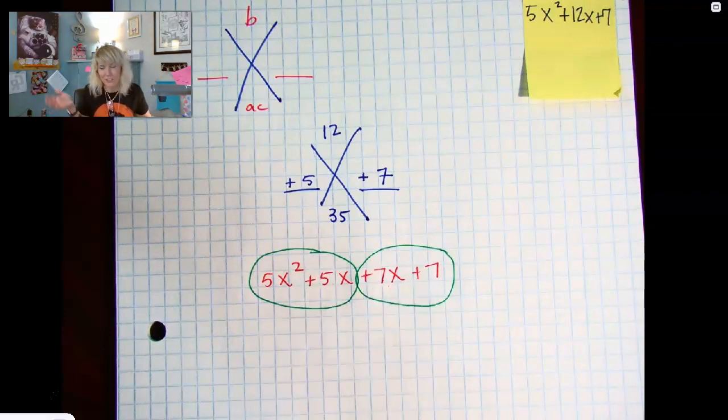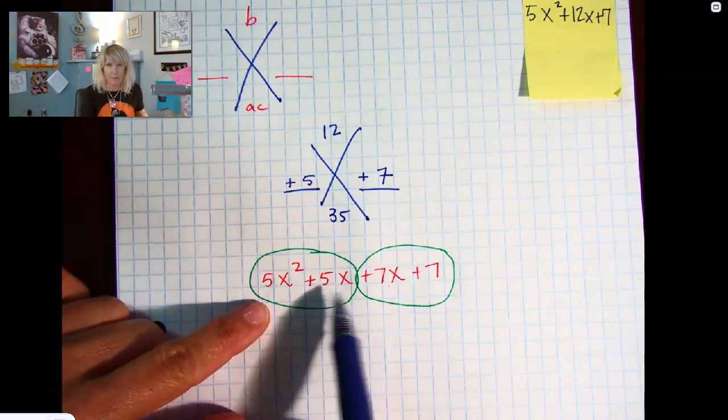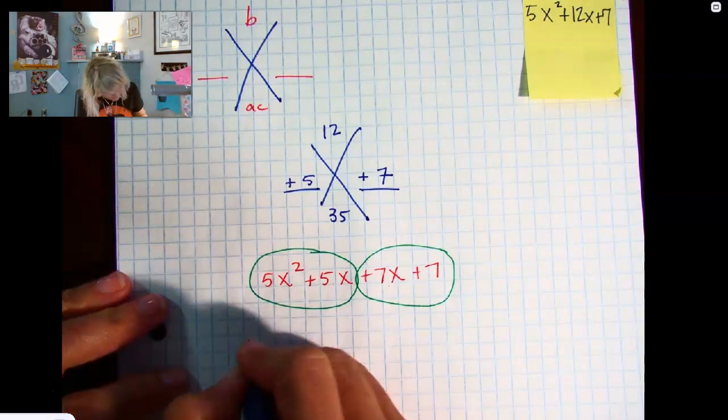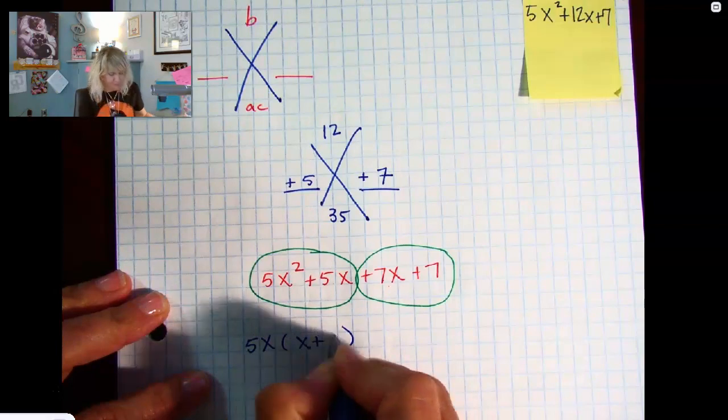Then from here, it's just all about the GCF. So what do these two have in common? They both have a 5 and they both have an x. So if I take a 5x out of both of those, that's going to leave me with x plus 1.